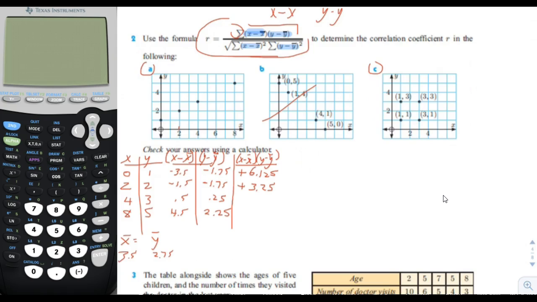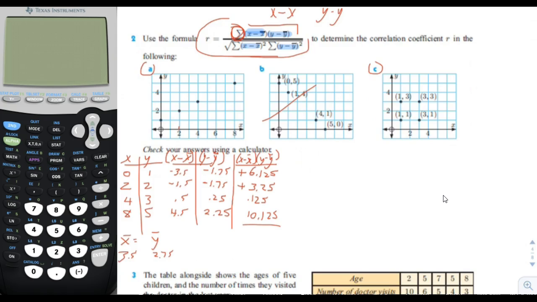0.5 times 0.25 is 0.125. 4.5 times 2.25, I can't do that in my head, 10.125. Now I've got all the x minus x bar, y minus y bar products. And you can see what it says to do with those. It says to sigma them. Sigma means sum them. So I'm going to add all these up, and that's going to become my numerator.